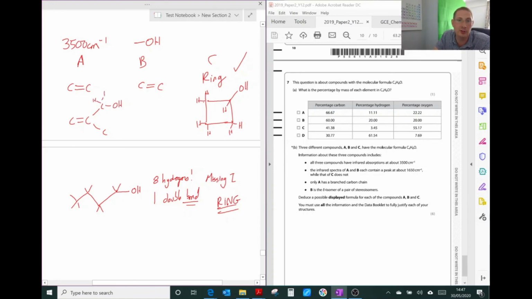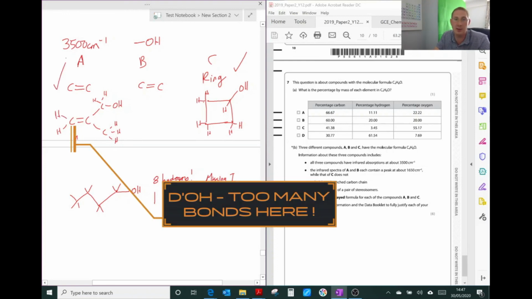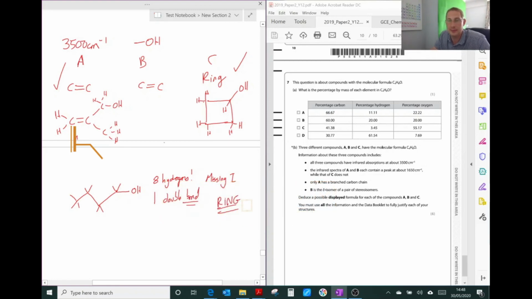So 1, 2, 3, 4, 5, 6, 7, 8. That fits all the information about A. It has a branched carbon chain. It's got the OH group. It's got an isolated C double bond C. You could have put the OH group on this side attached to that carbon, but I was trying to keep the OH group away from the CC if at all possible.